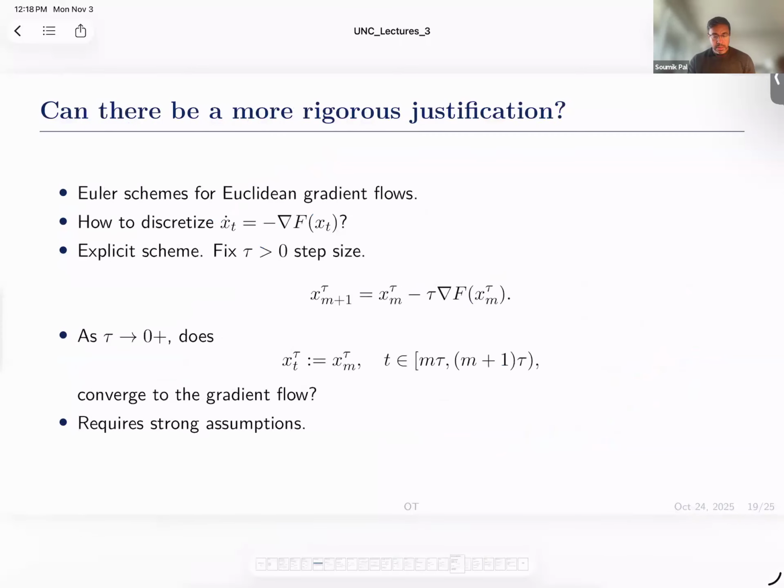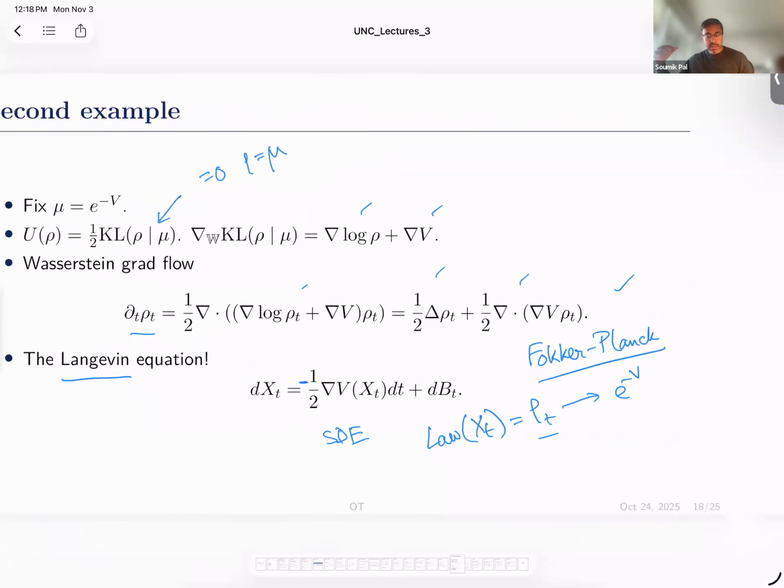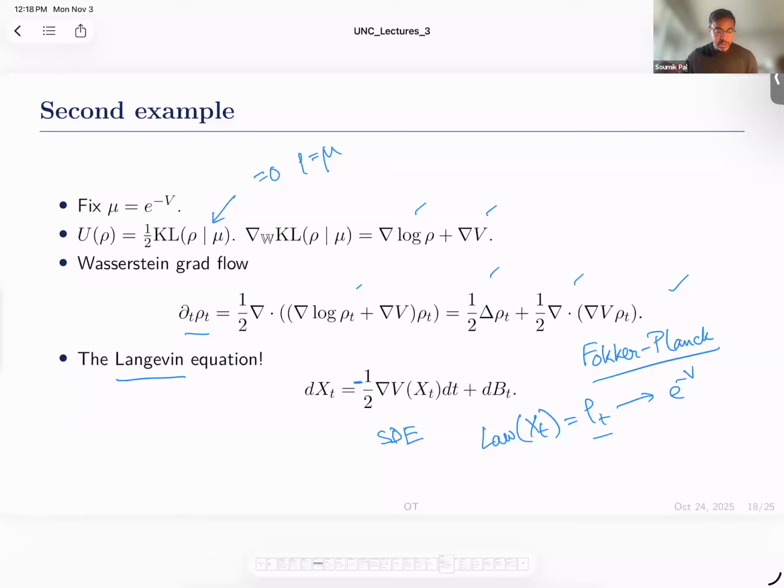Cool. I think I will stop here. So the next class, I will start with the rigorous JKO justification. But I want to stress here, what we have introduced here are three concepts. One is the abstract notion of gradient flow in the Wasserstein space. Two is the corresponding continuity equations, which are these families of PDEs. And three are diffusions. These are diffusions whose marginal flows satisfy those PDEs.